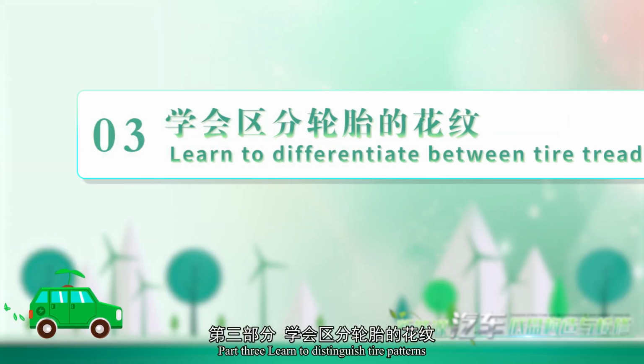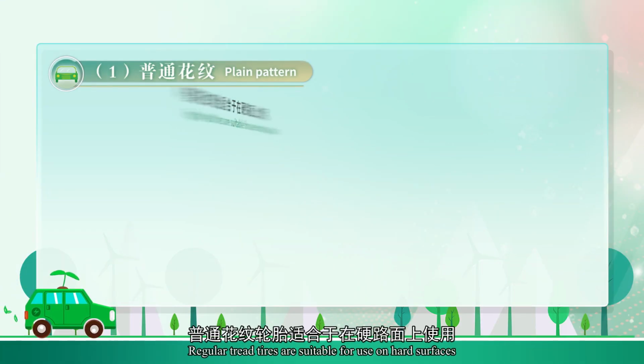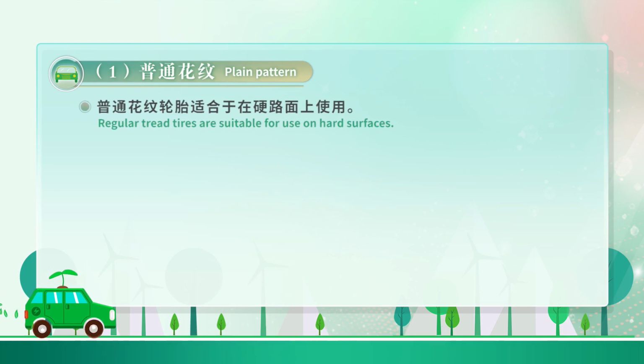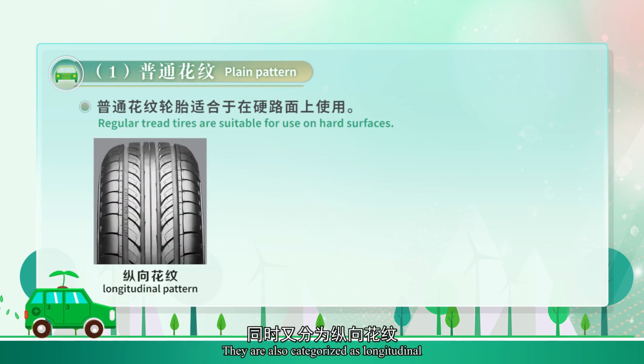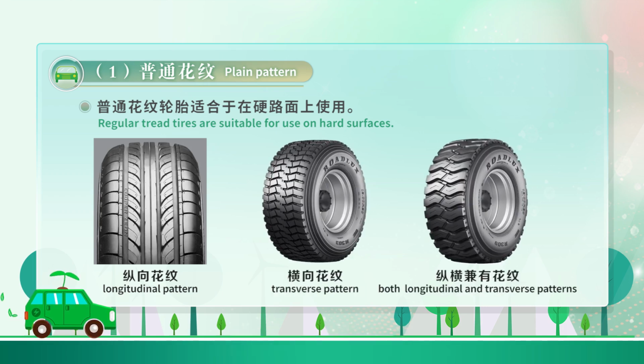Part 3. Learn to distinguish tire patterns. 1. Plain pattern. Regular tread tires are suitable for use on hard surfaces. They are also categorized as longitudinal, transverse and both longitudinal and transverse treads.